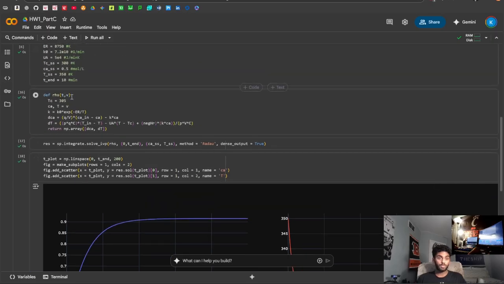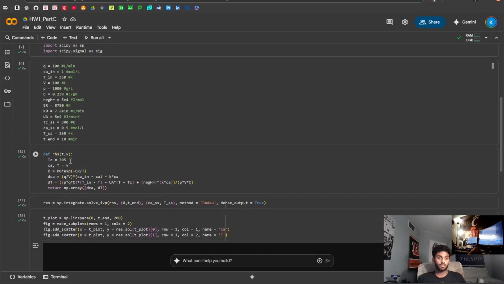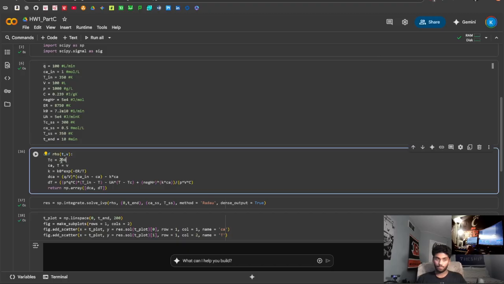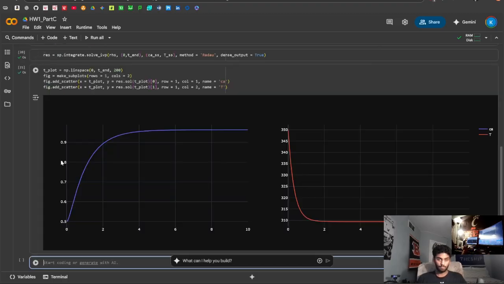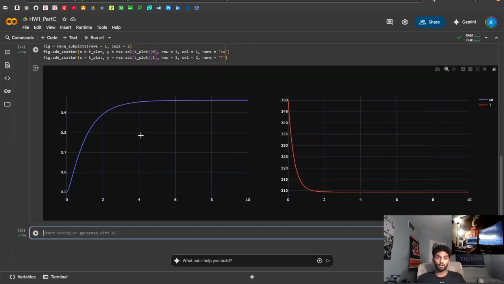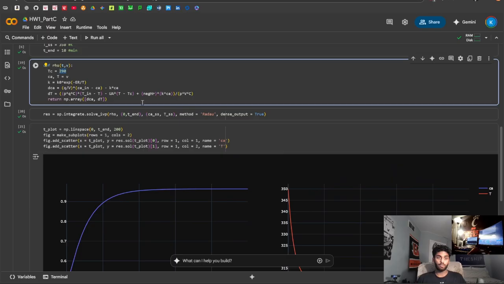If we want, we can also look at what happens when we change the temperature to 290. And we see that even when we take down the temperature, we still rise in our concentration, reaching this new steady state around 0.96, and our temperature starts to decrease as it meets this new colder temperature over as we have defined it over here.